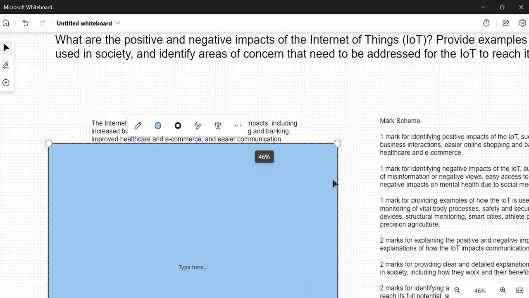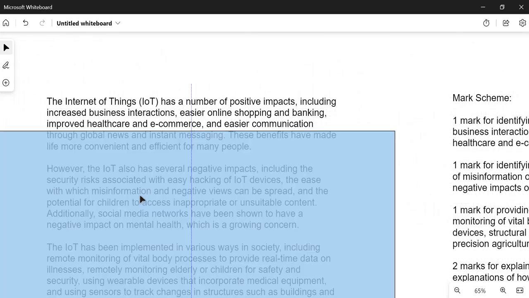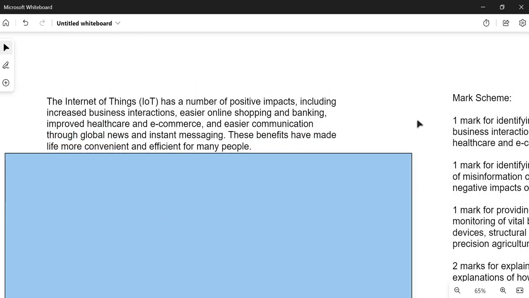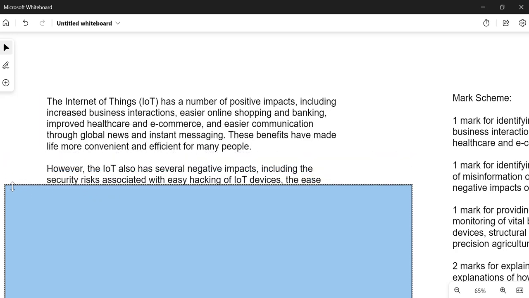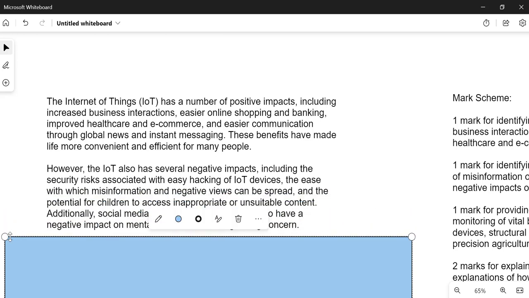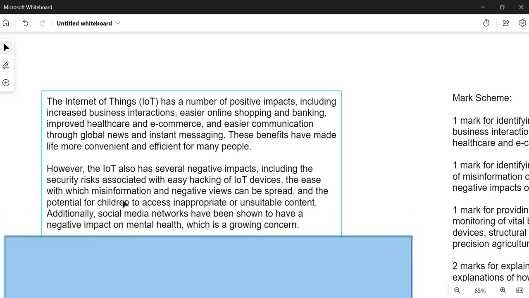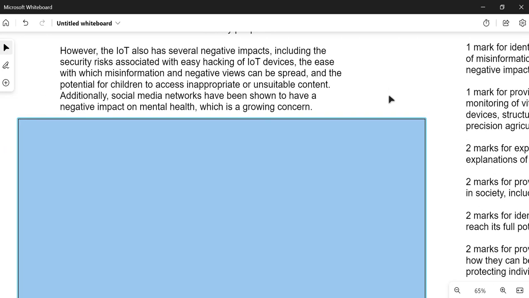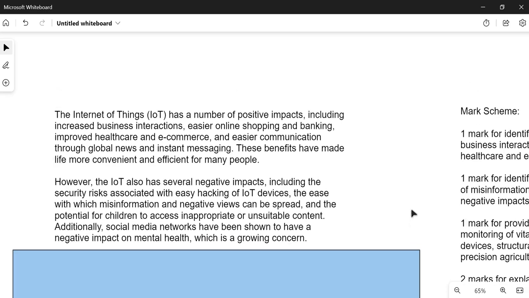Let me zoom in slightly so you can see this in more detail. An opening about the IoT. Have a read of it. So I talked about a few different benefits about the IoT. Online banking, online shopping, improved healthcare, e-commerce, global news, instant messaging, happy days. However, we've got negatives: hacking, dangerous, inappropriate materials for children to have, social media networks having an impact on mental health, like TikTok, etc. So, that's my opening.